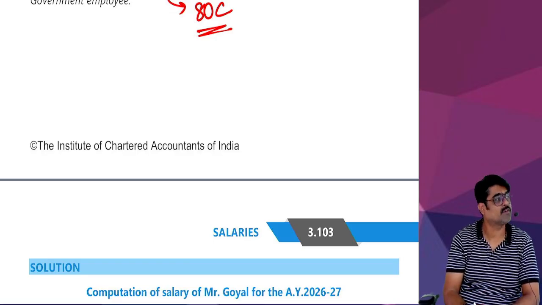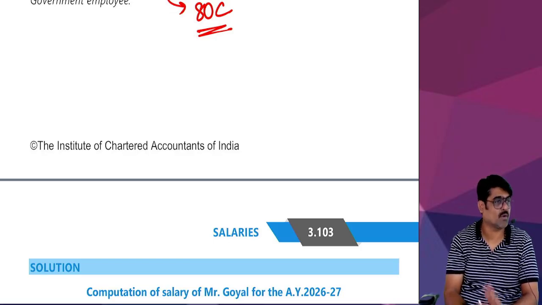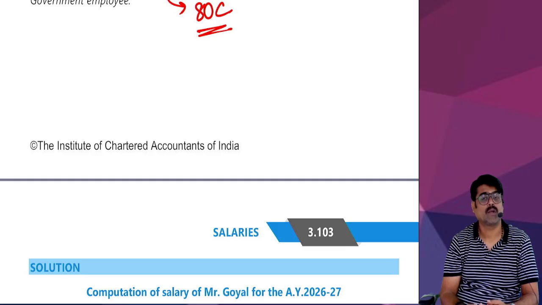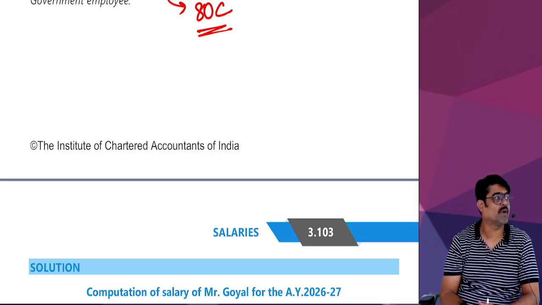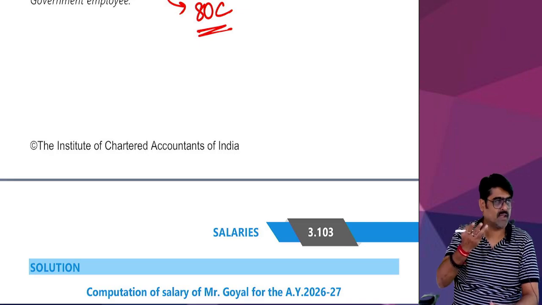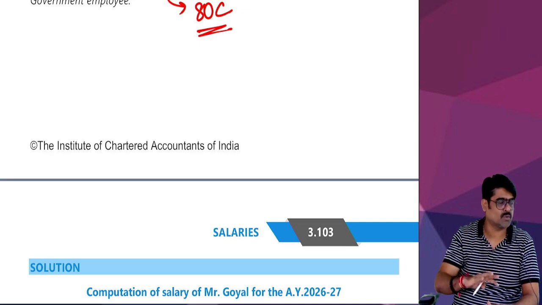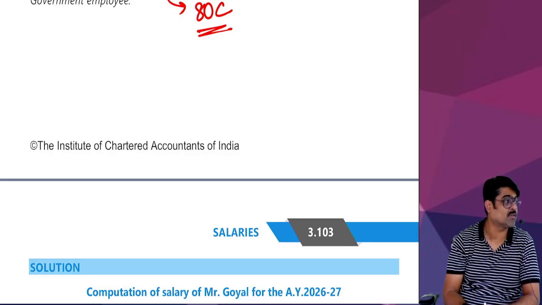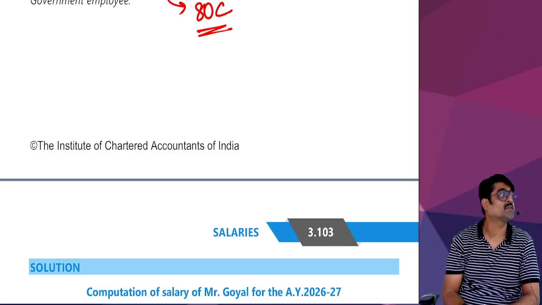First of all, let's assume that you are shifting out, not following 115BAC. Will you get standard deduction? How much? 50,000. Will you get entertainment allowance deduction? How much? 5,000. And will you get professional tax deduction? How much? 2,000. So 50,000 plus 5,000 plus 2,000, 57,000 deduction. Yes or no?